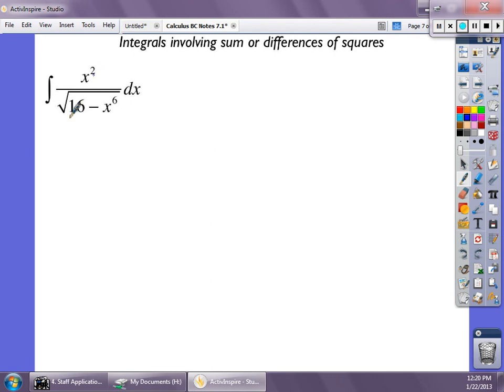I was thinking initially, hey, maybe u substitution, but if we let u equal 16 minus x to the 6th power, well, du was going to be giving us a 6x to the 5th. Clearly, we do not have that up there. So what we can do is rewrite this as the integral of x squared all over the square root of, instead of 16, I'll write 4 squared. And instead of x to the 6th, I'll write x cubed raised to the 2nd power dx.